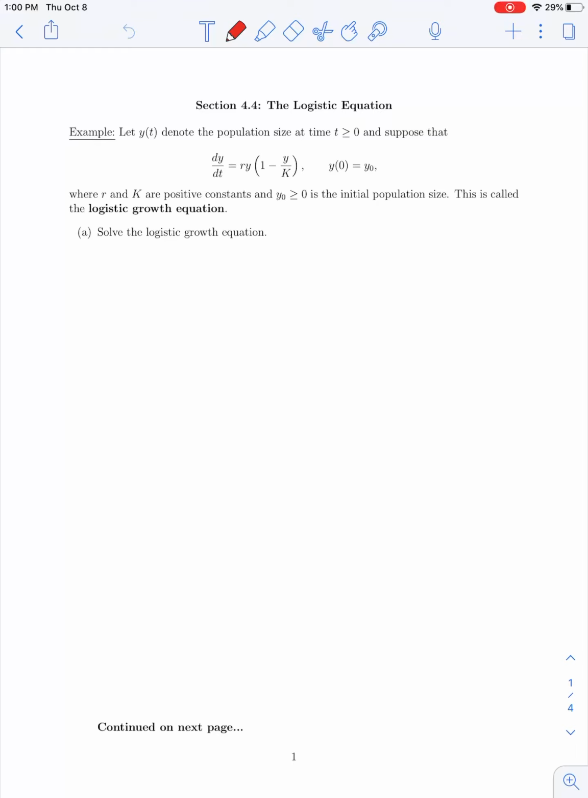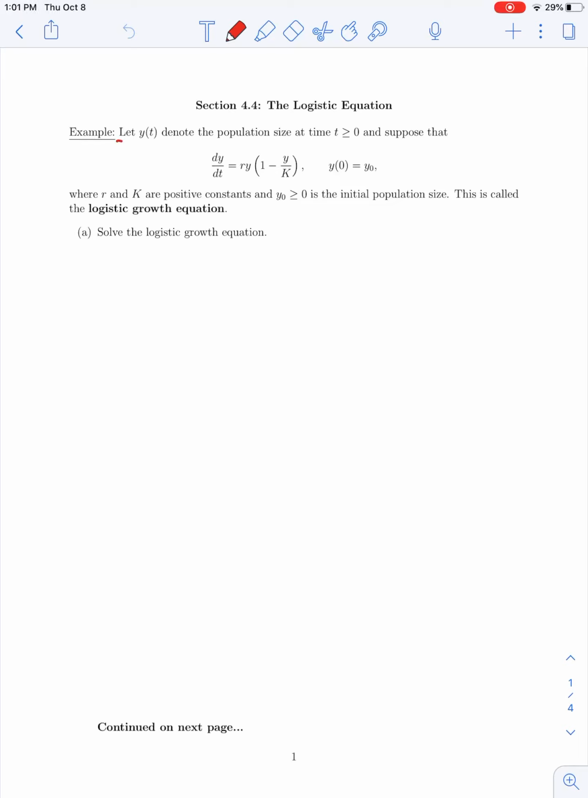Okay, in this lecture we're going to cover our section 4.4 material on the logistic equation, which will be a more realistic model for population growth than the exponential growth model. So to introduce the logistic equation, let's consider the following example.